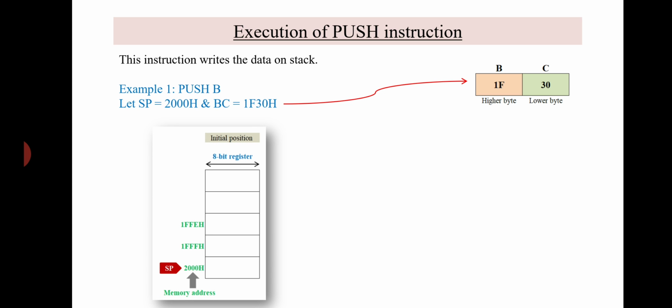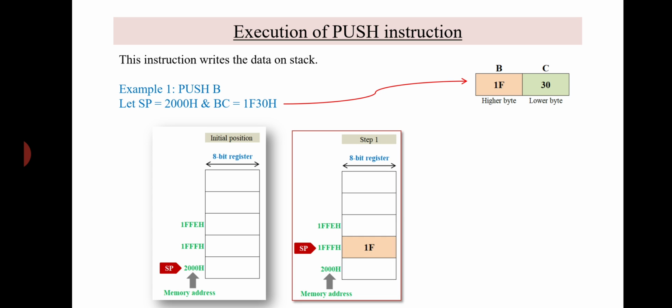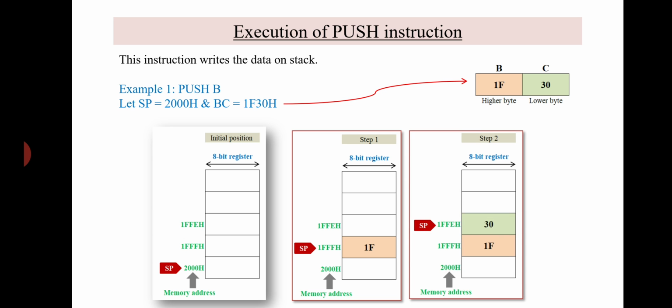Now this is the initial position of the stack, which is empty, and the stack pointer is pointing to the memory location 2000. When this PUSH B is executed, the stack pointer will be decremented and it will now point to the memory location 1FFF, and here the higher byte of the data from register B will be stored. Then the stack pointer will be decremented again and it will point to the location 1FFE. Here the lower byte, which is stored in register C, will be stored.